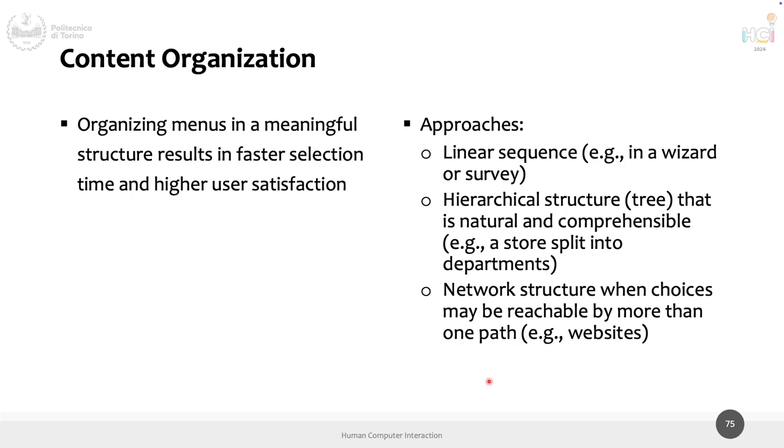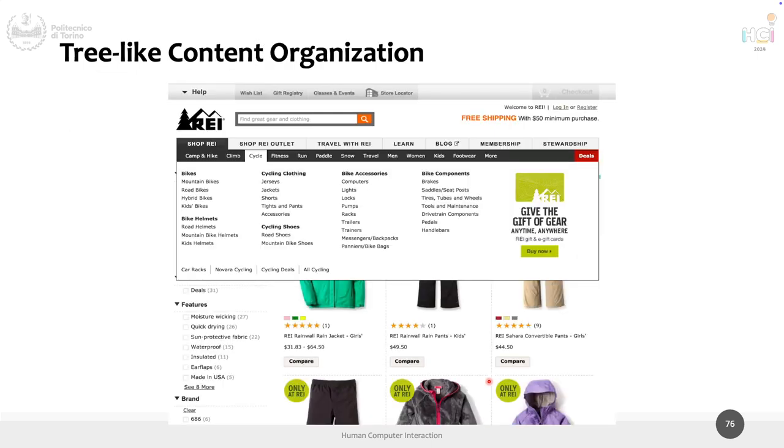Because organizing menus in a meaningful way results in faster selection time for the user and higher user satisfaction. That is something we want. And there are multiple approaches. There is the linear sequence, like in a survey, so you move from one item to another and new things appear. A hierarchical structure, like a tree, or a network structure, like a computer network structure.